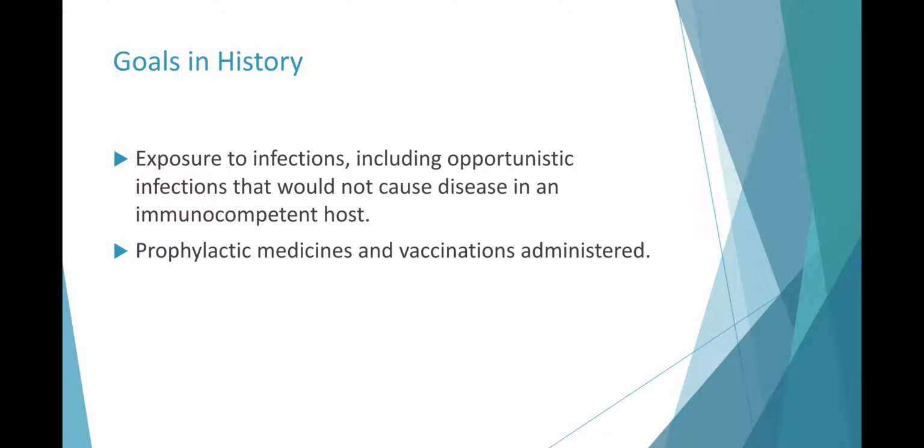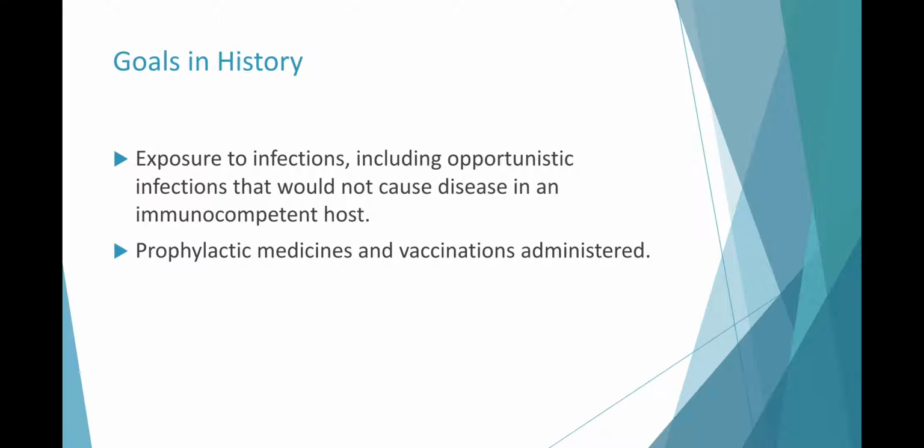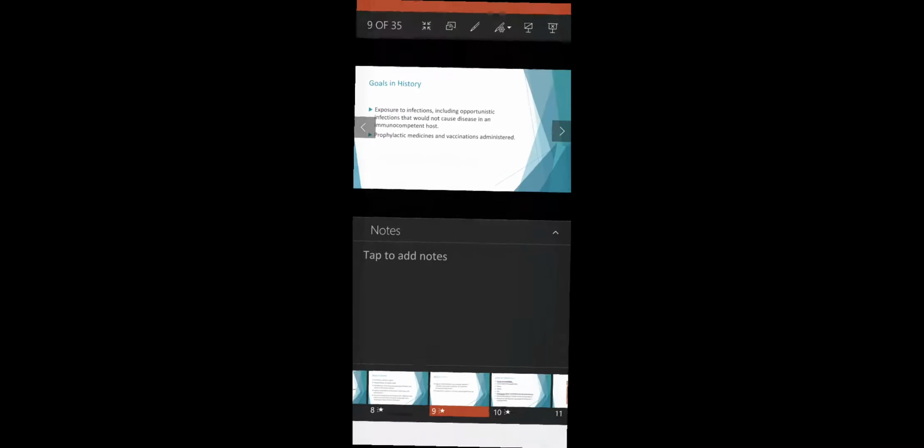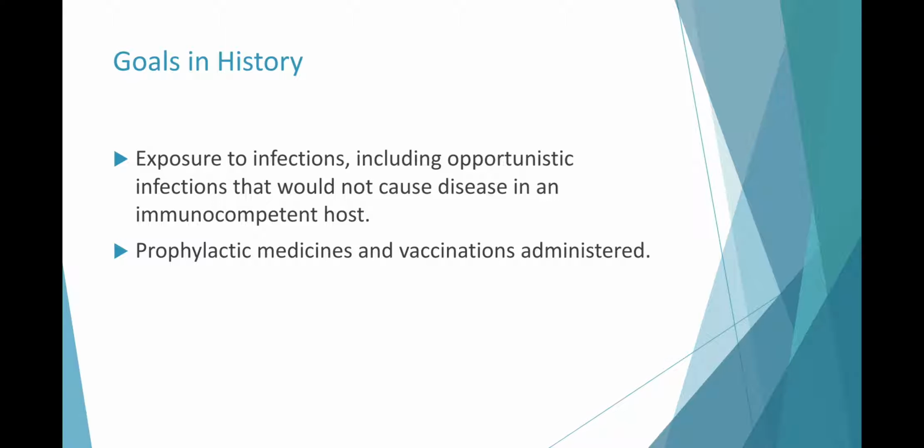Other goals in the history: exposure to infections, including opportunistic infections that wouldn't cause disease in a normal host. Prophylactic medicines and vaccinations administered. For example, if we are giving prophylactic antibiotics such as ciprofloxacin to our patient, we will expect that he is protected to some extent against gram-negative bacteria, unlike gram-positive. And if we are giving an antibiotic which acts mostly against gram-positive bacteria, we are expecting infection with gram-negative bacteria.